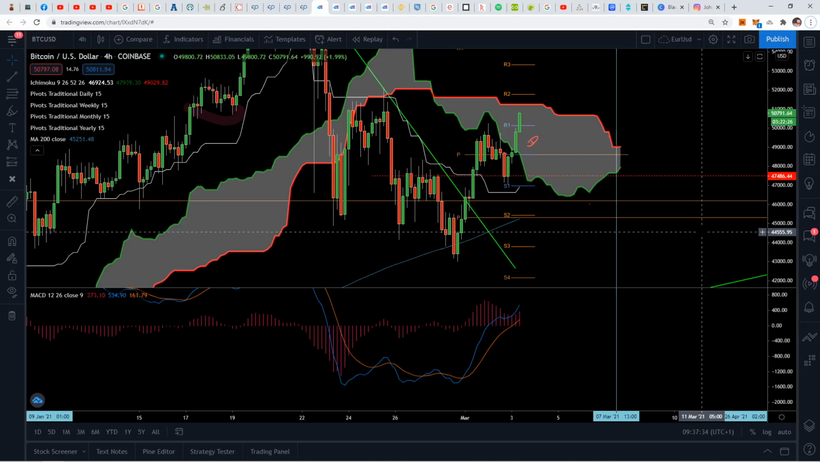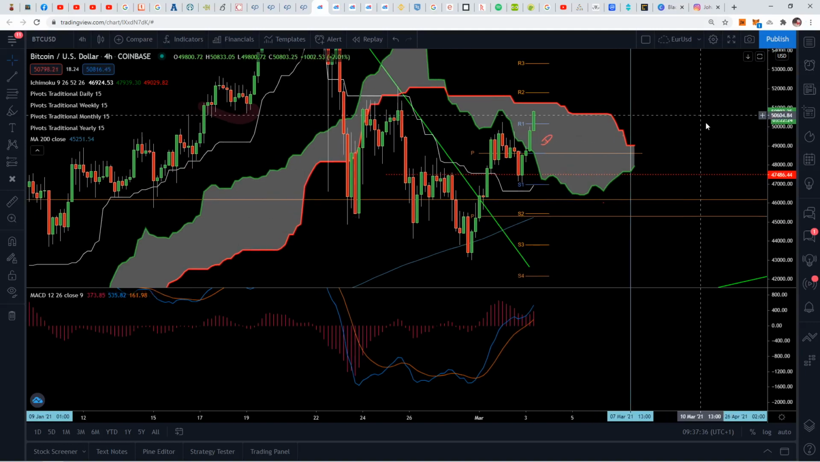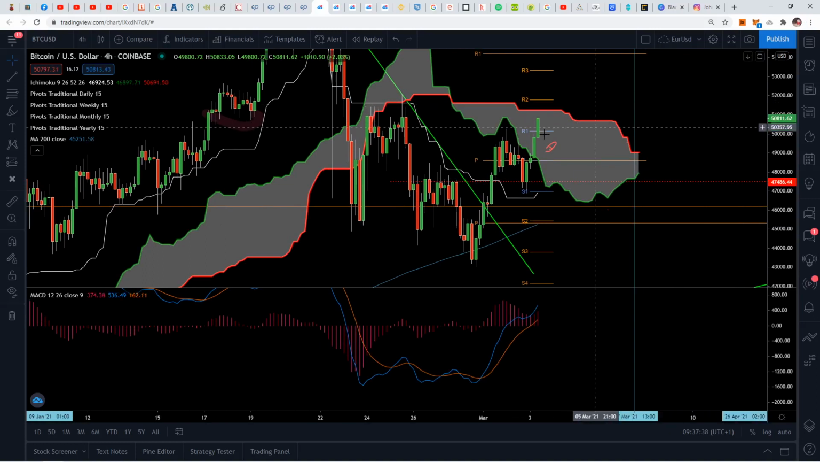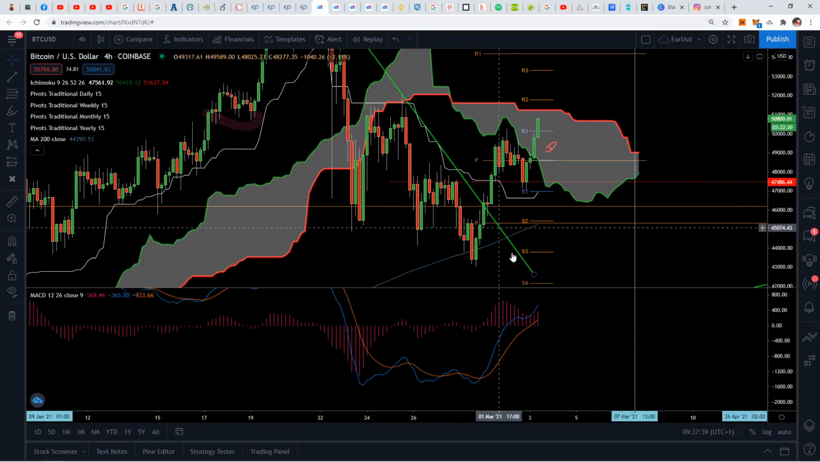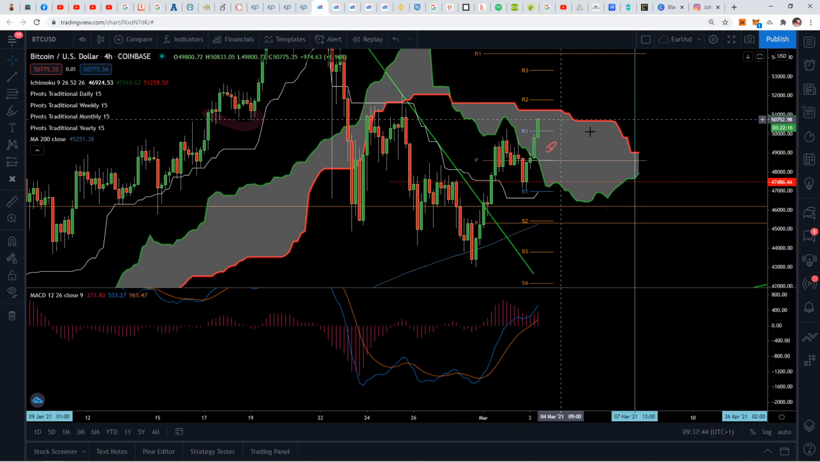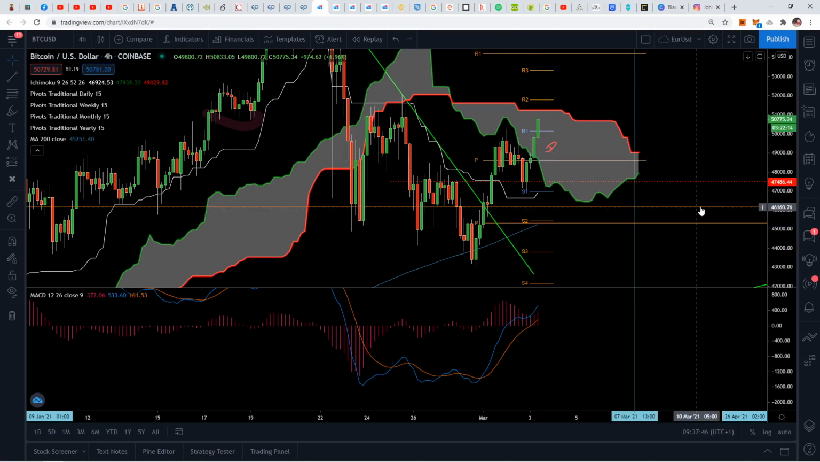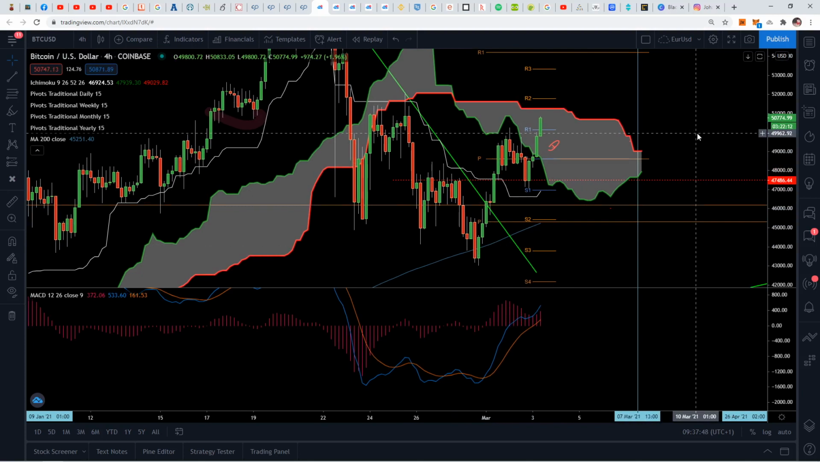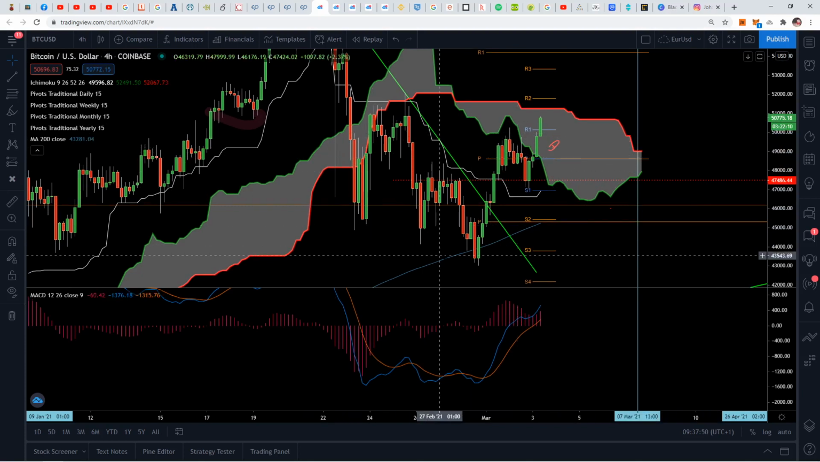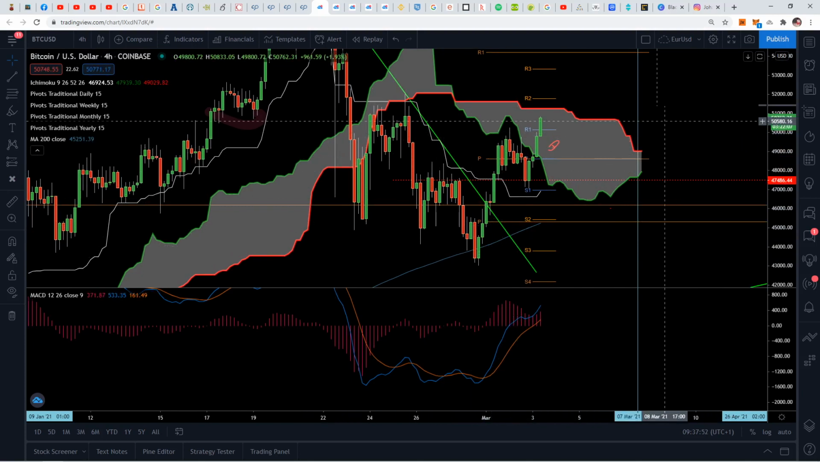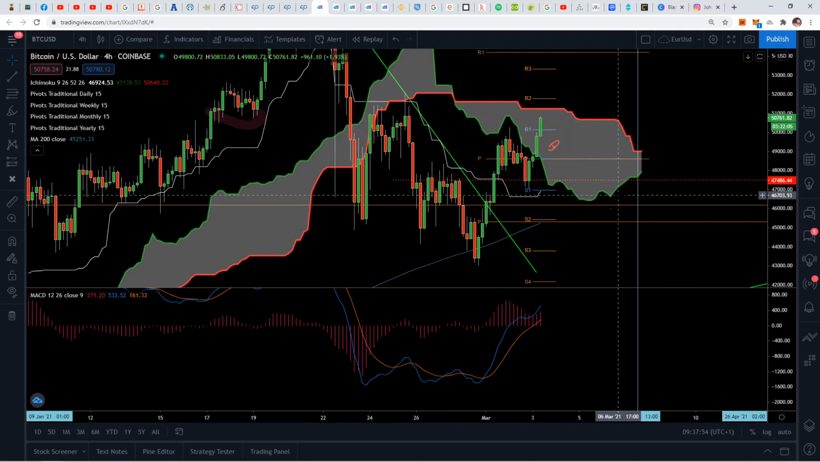Welcome back. We're going to have a look at Bitcoin. Price has come up from the low here and is moving inside the cloud on the H4 time frame here. Basically, I just wanted to outline what has happened here and that there is this possible trade coming up. Let's see how it pans out.